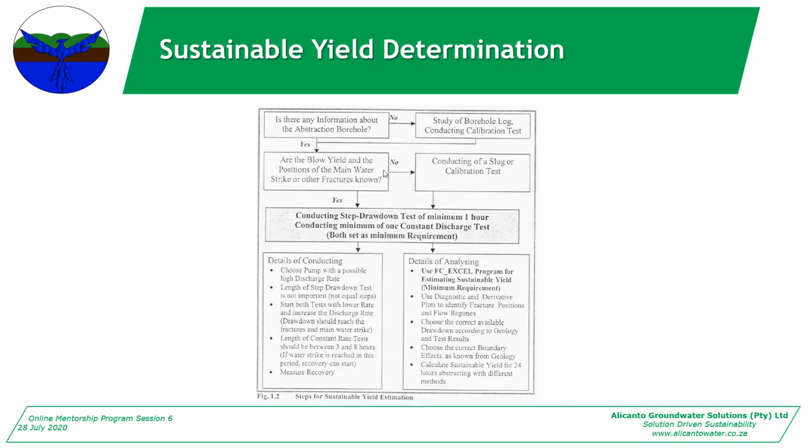If that's not available, then you need to do a slug test or a calibration test just to get an idea of the order of magnitude of the aquifer parameters. Once you've done that, you go onto your aquifer testing program, which consists of your step test and then your constant discharge rate test. Yeah, that's according to the SANS 10299 in South Africa.